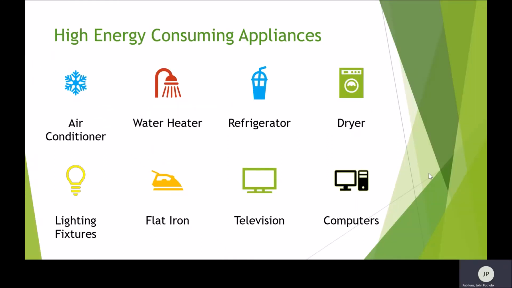In order for us to improve our energy efficiency, we must first know what are the high energy consuming appliances. Air conditioning units contributes to almost 50% of our energy consumption. This is followed by the water heater, refrigerator, and dryers. Lighting fixtures also contribute a large percentage of our daily consumption. Other appliances includes flat iron, television, and computers.